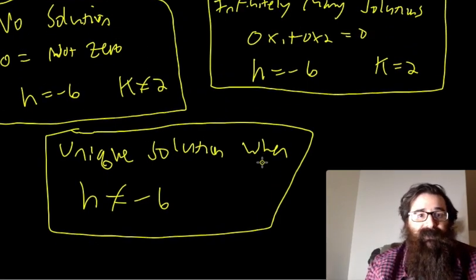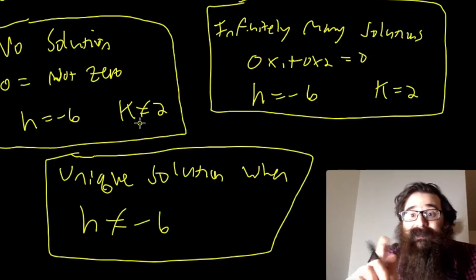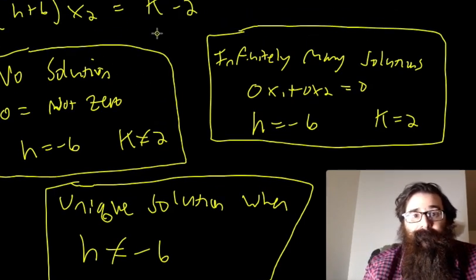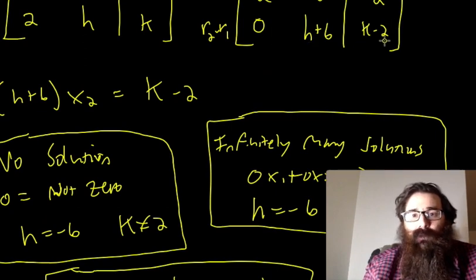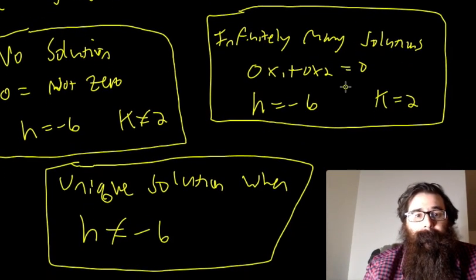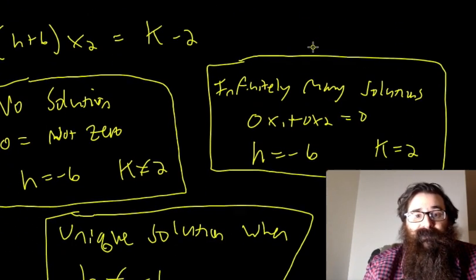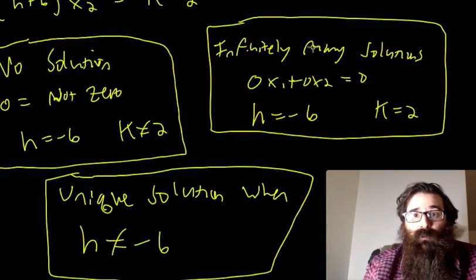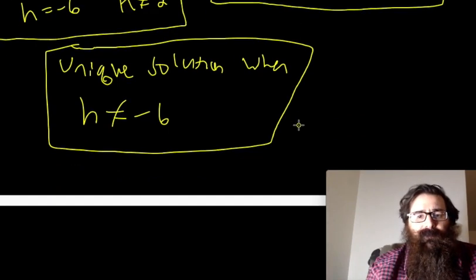So these are the three possibilities. We'd say no solution when h is negative 6, but k isn't 2. That gives me inconsistent. It gives me a false statement. Infinitely many solutions when I have this row of all zeros, because it's going to give me a free variable then. So h would be negative 6 and k would be 2. Gives me all the zeros. And a unique solution when I just have this leading entry as a non-zero entry, meaning that h can't be negative 6. Anything else for h will work, and no restriction on k. So that's what we're looking at.